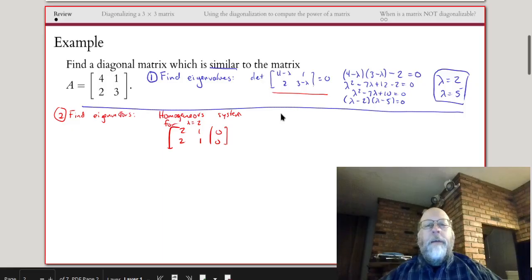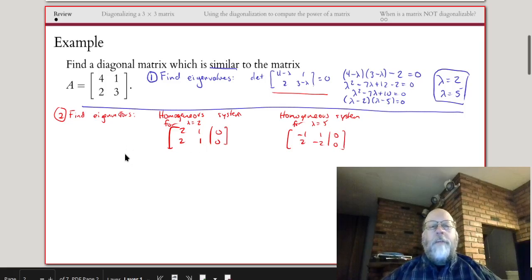And the homogeneous system for lambda equals 5: 4 minus 5 is negative 1, and 3 minus 5 is negative 2. So in this case, all we have to do is just row 2 minus row 1. And we have this.